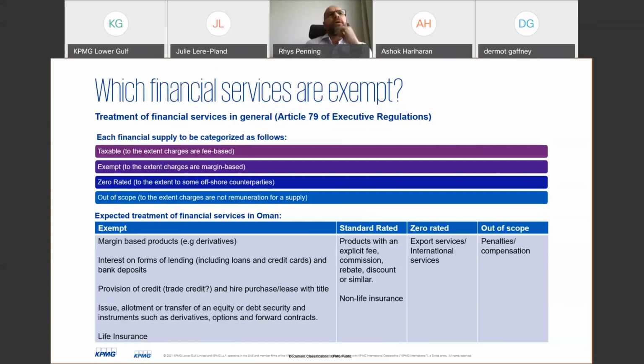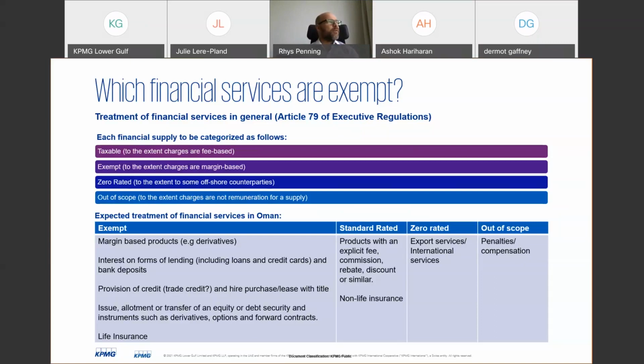There's always an interesting question about whether reinsurance is taxable or whether it follows the underlying treatment. Our view is that reinsurance will follow the treatment of the insurance policy that is being reinsured. So therefore, domestic reinsurance of a life policy, we believe, will be exempt, whereas reinsurance of anything other than life insurance should be taxable.